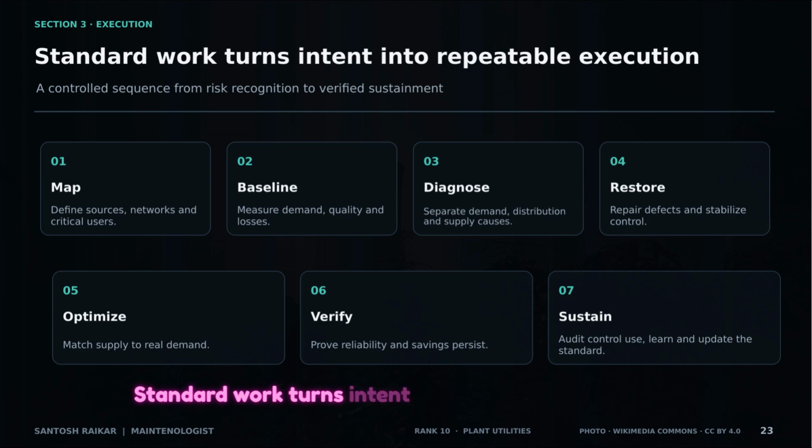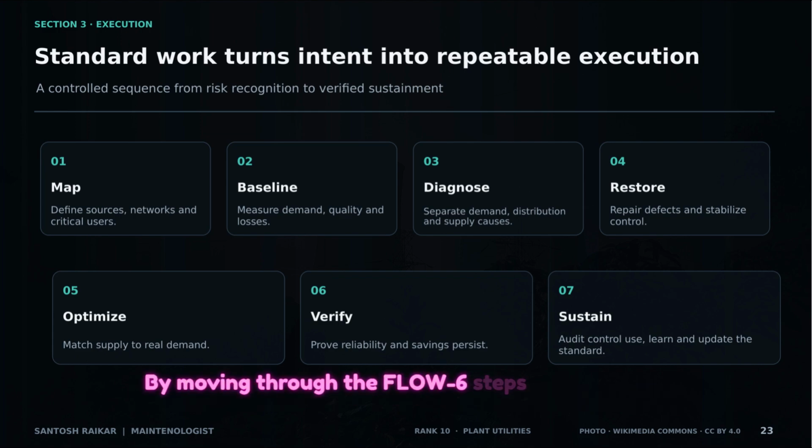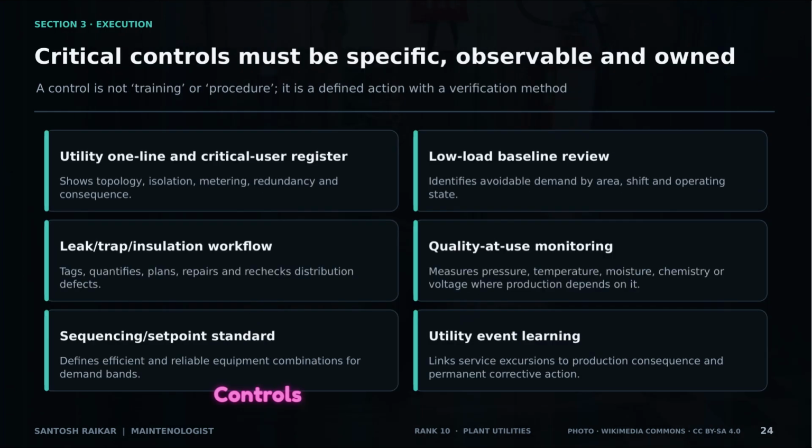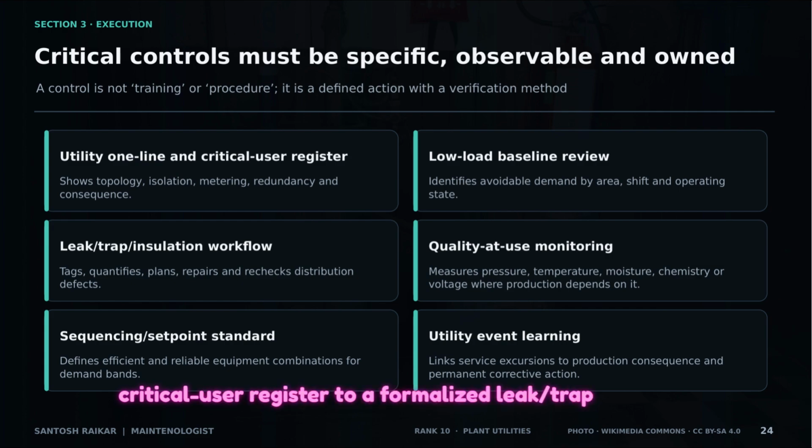Standard work turns intent into repeatable execution. By moving through the flow 6 steps and adding a sustained phase for auditing, we create a loop that constantly learns and updates the operating standard. Controls aren't just training sessions, they're observable actions. This includes everything from maintaining a critical user register to a formalized leak/trap workflow. If you can't see the control in action, it doesn't exist.